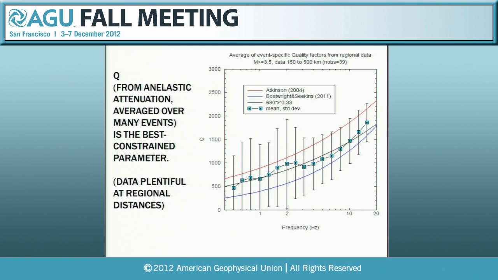So I estimated the Q for every event just using the data beyond 150 kilometers, 150 to 500 kilometers. The blue dots there are showing over the whole database what the average event Q is. And the error bars represent a standard deviation, basically showing how much the apparent Q can vary from one event to another. And then the red and the blue lines show typical conventional Q models determined by regression analyses for Q in the east. The red line is my 2004 estimate, and the blue line is the Boatwright and Seekins 2011. And so you can see that the average Q kind of lies somewhere in between the two.